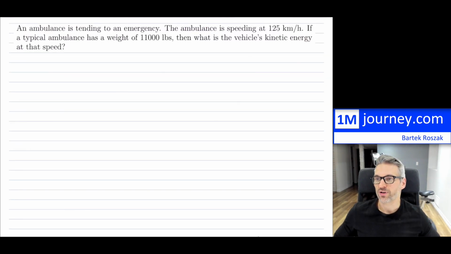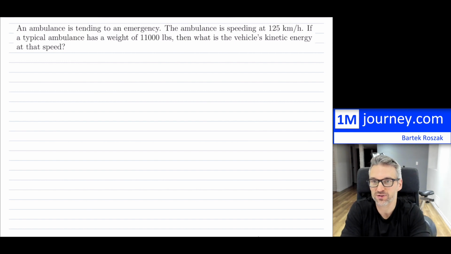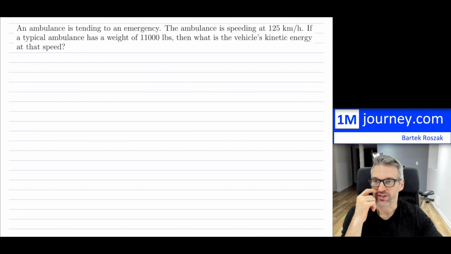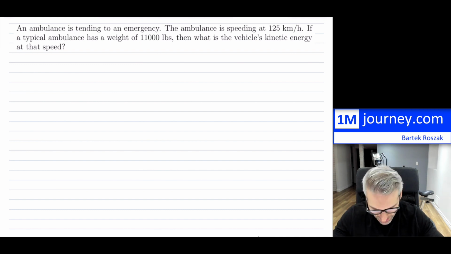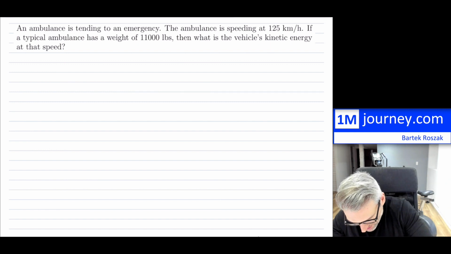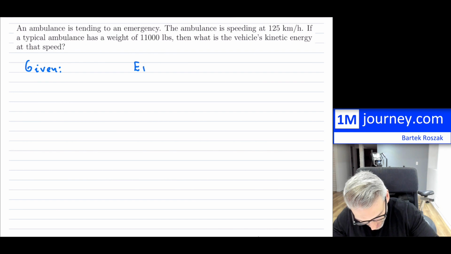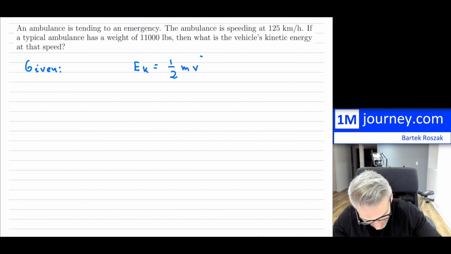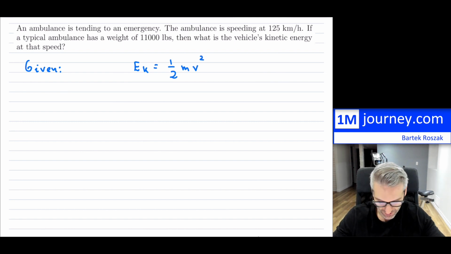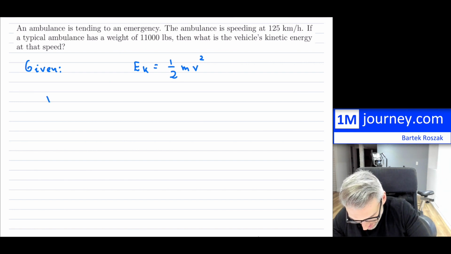Here's the next example where it says an ambulance is tending to an emergency. The ambulance is speeding at 125 kilometers an hour. If a typical ambulance has a weight of 11,000 pounds, then what is the vehicle's kinetic energy at that speed? All right, so for kinetic energy, we need this particular formula: 1/2 times the mass times the speed squared, and then we know how much kinetic energy an object actually has.